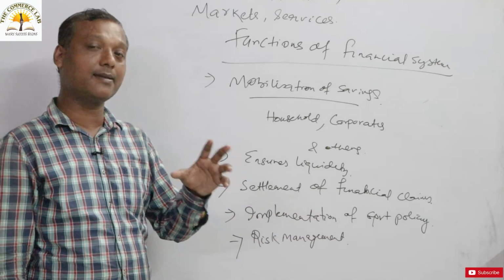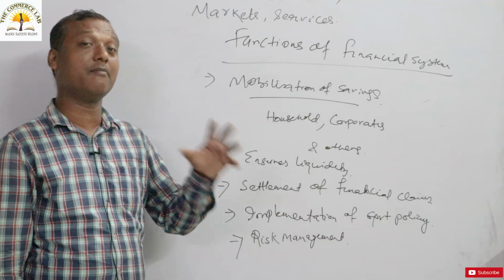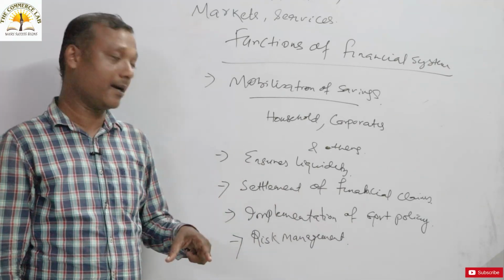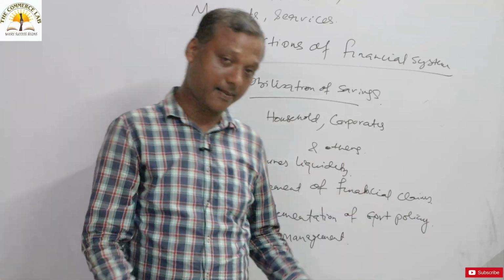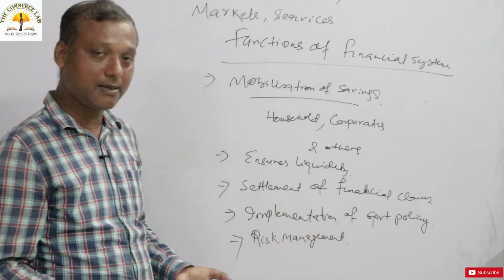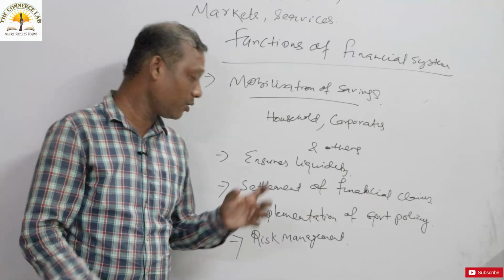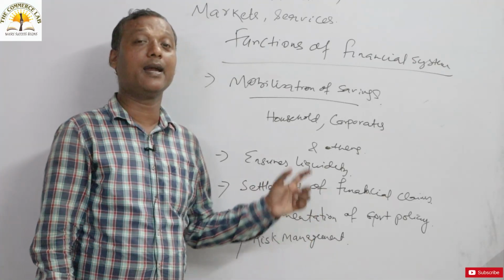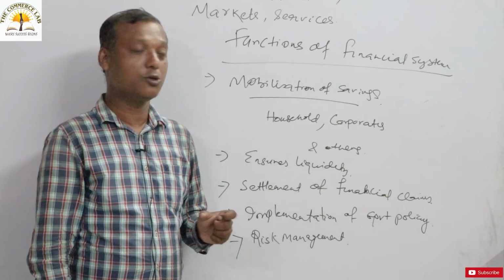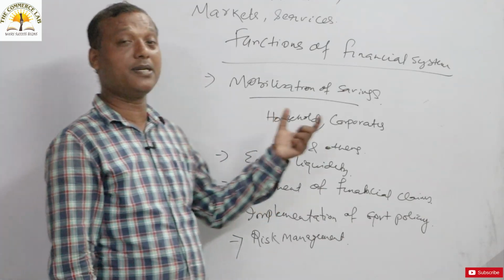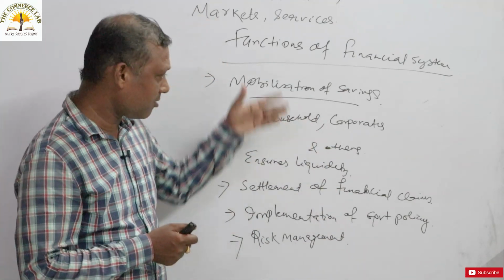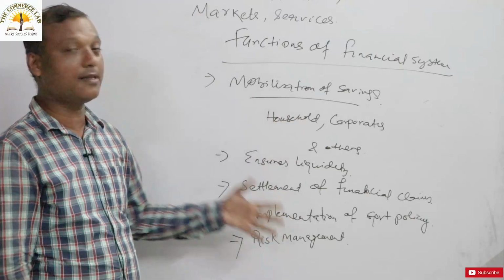We should have an efficient financial system. We should have an efficient financial market. Equally important, we are providing different types of services and things. But equally important is that we should manage our risk in an intelligent and efficient manner, so that we will have a strong and efficient financial system. So this is all about the functions of the financial system.